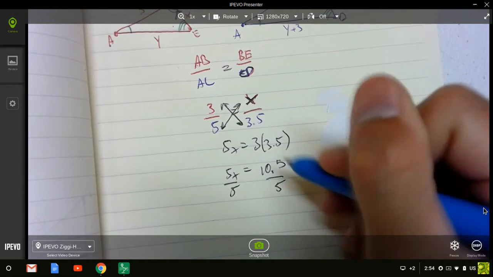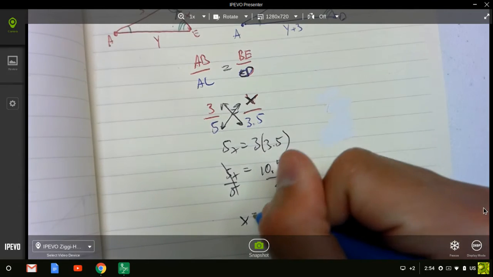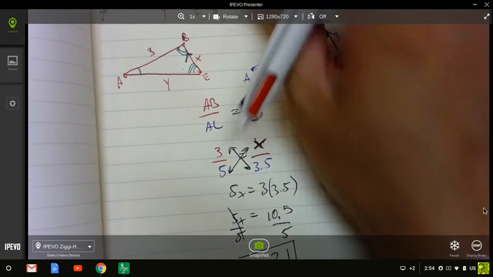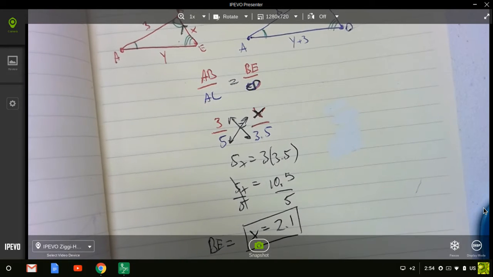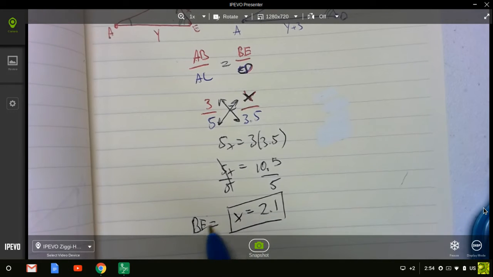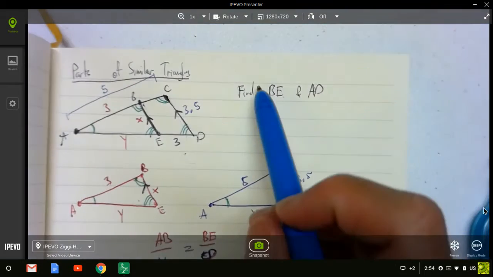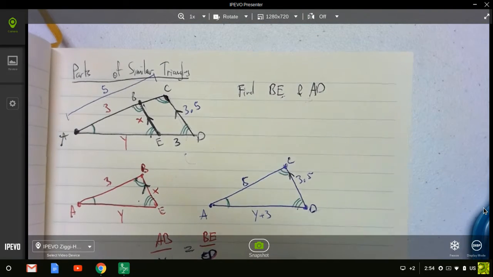And then if you divide both sides by 5 to isolate x, to get x by itself, you will find that x is equal to 2.1. And since BE is equal to x, you found that BE is then 2.1. That answers part of the first question. Find BE, or the first command. It's not a question. Then you have to find AD.